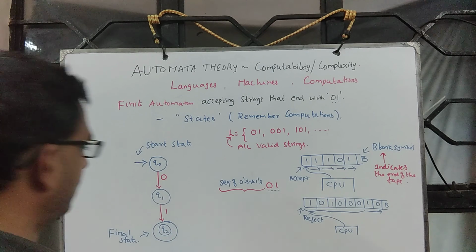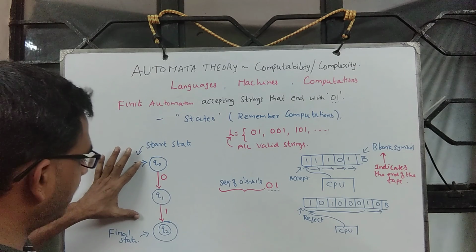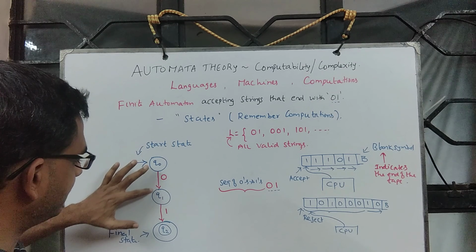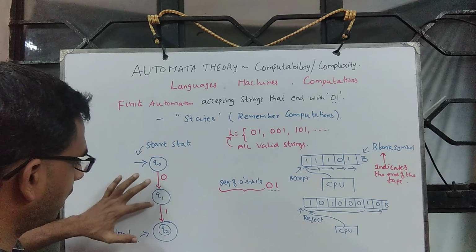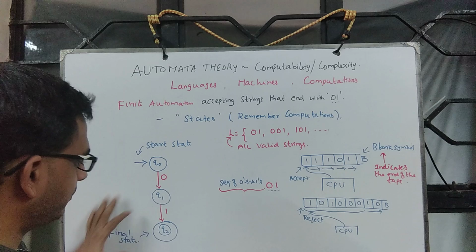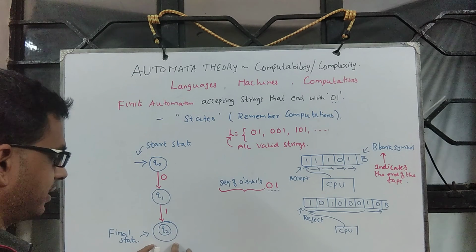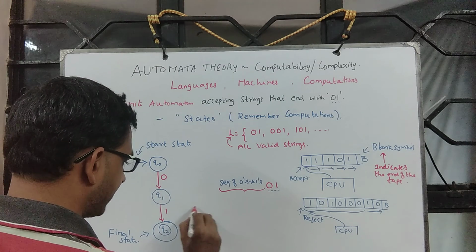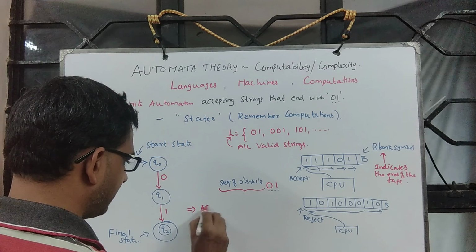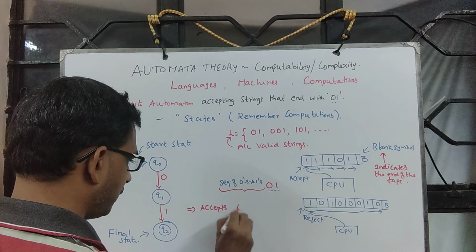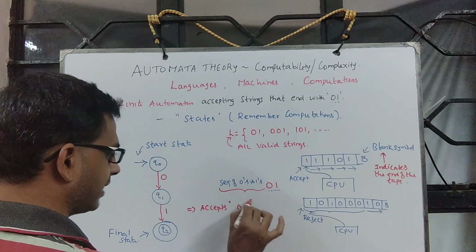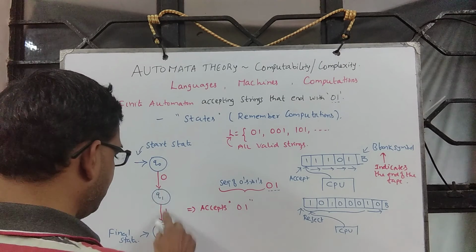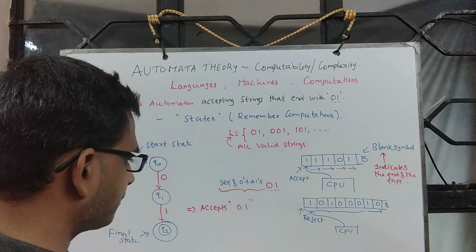So if you look at this simplest automaton, it says you start the machine, and on reading a 0 you go to Q1. On reading 1 you go to Q2. That's all. The moment you reach the final state, you stop the machine. So what does this machine accept? This machine accepts 01, just 01, nothing else. So if you place 01, it accepts.